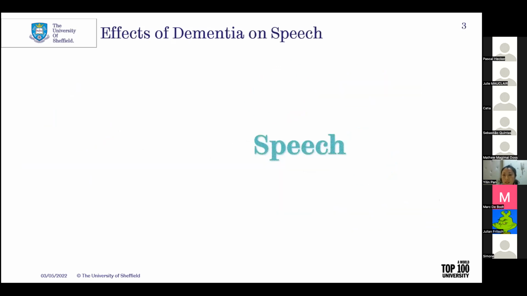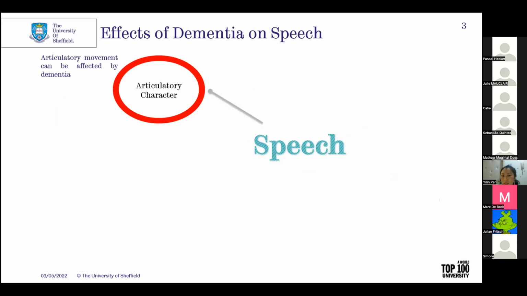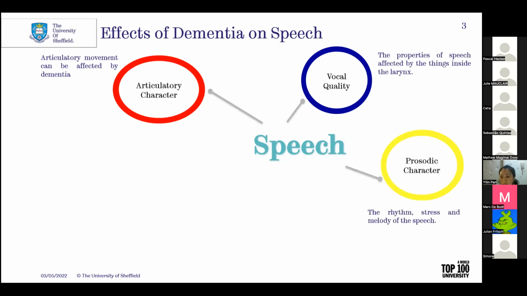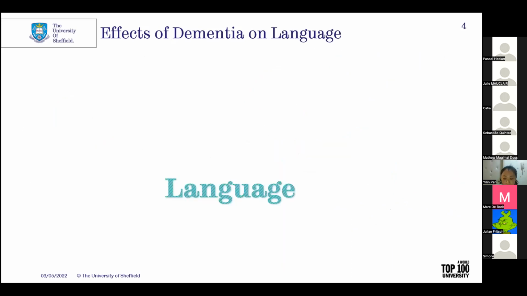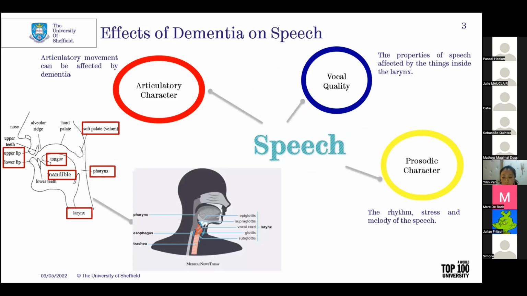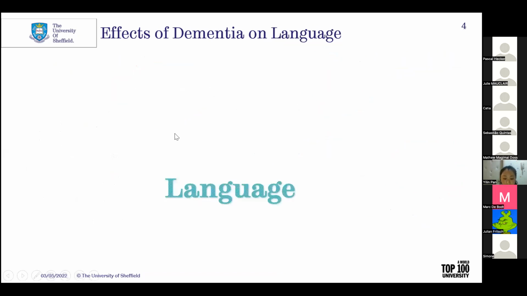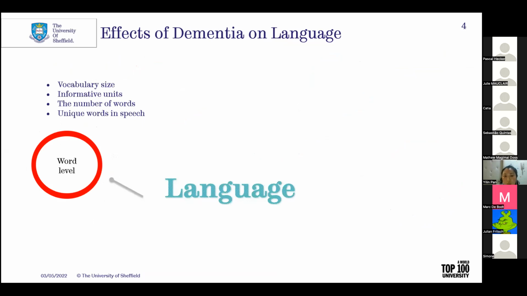Then what are the effects of dementia on speech? They can be categorized into three parts, including articulatory character, vocal quality, and prosodic character. For example, slow and reduced articulatory movement of the lips and jaw is shown in Parkinson's disease. The larynx plays an important role in breathing and speaking. Sound is generated in the larynx, and the muscles controlling the larynx can be affected by diseases like dementia. At the same time, language can also be affected by dementia, and it can be classified into the word level and sentence level.